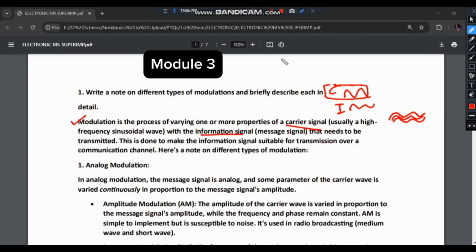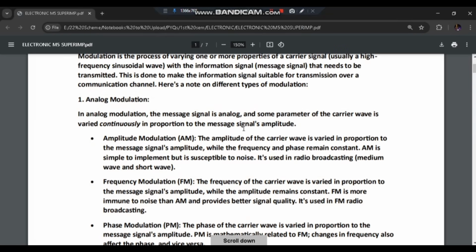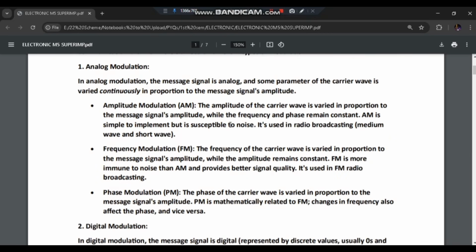And the different types of modulation are, first one is analog modulation. In analog modulation, we modify either the amplitude, or the frequency, or the phase will be changing. So if we change the amplitude, it is used in radio broadcasting, and if we change the frequency, it is used in FM radio, and the phase modulation is also used. And it is a change in proportion to the message. If the message has a greater change, the modulation will also be greater.